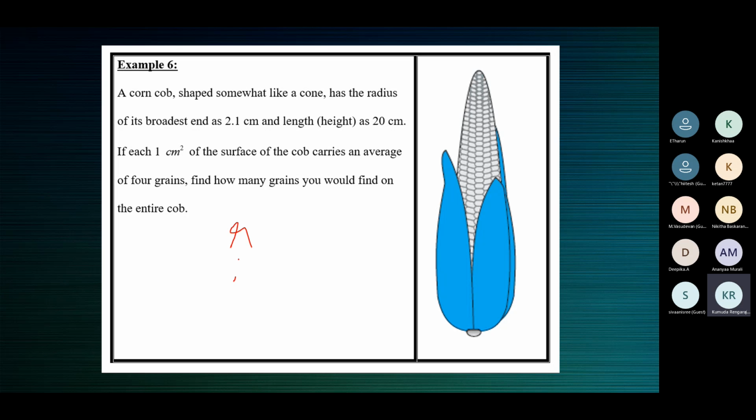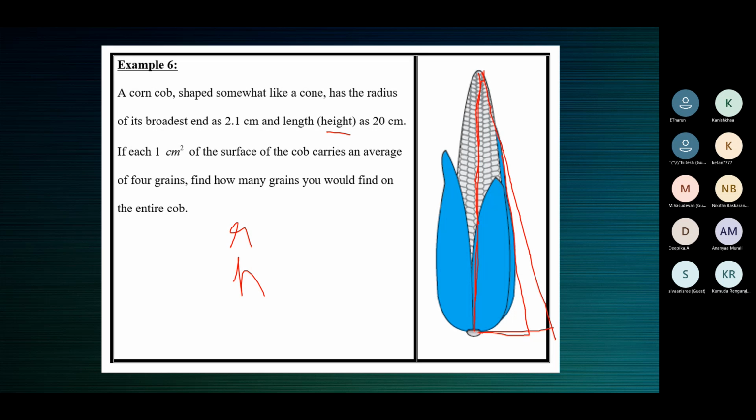Radius is given, height is given. Whenever it is height, it is always the perpendicular height, not the slant height. It's the perpendicular height of the cone, but you need the slant height. You need the slant height of the cone.